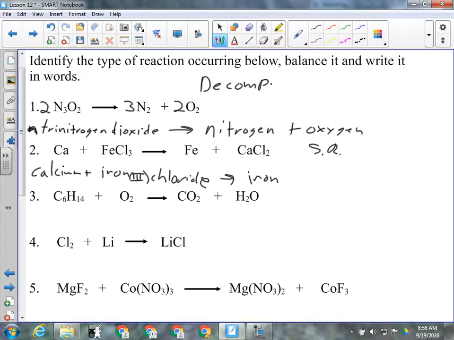You can't tell if you pick up 2 pieces of iron whether they're iron 2 or iron 3. In fact, they're more than likely a mixture of both. We're not able to tell when they're an element. In a compound, we can tell by the ratio of nonmetals to metals. So this is just iron, and then this is calcium chloride. Okay, what should I balance first?